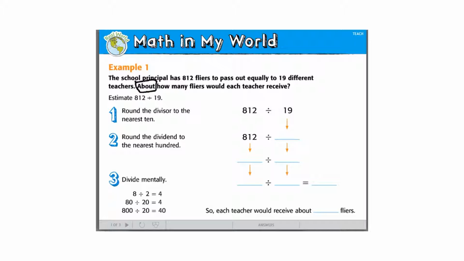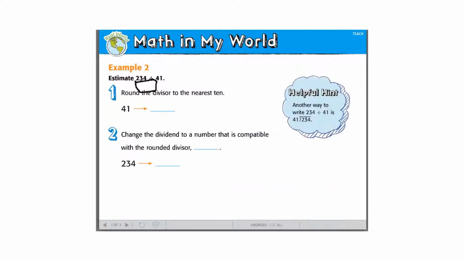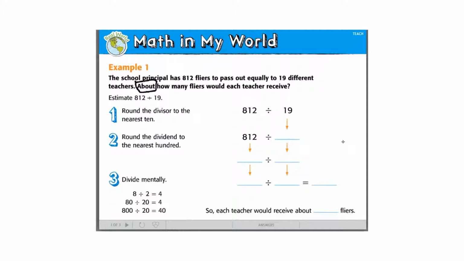So I'm going to see which of these numbers I can change so that it will go in evenly. This one has you rounding the divisor to the nearest 10, and then rounding the dividend to the nearest 100, and then doing your division. I'm going to skip to the next slide because we've been really using compatible numbers more than rounding. Rounding is a way that you could do it, but I don't want to confuse people and show you both ways. I think the compatible, oh, it's not on the next slide.